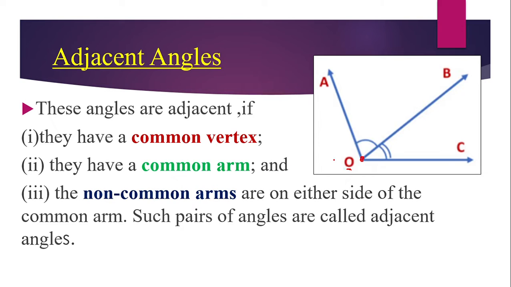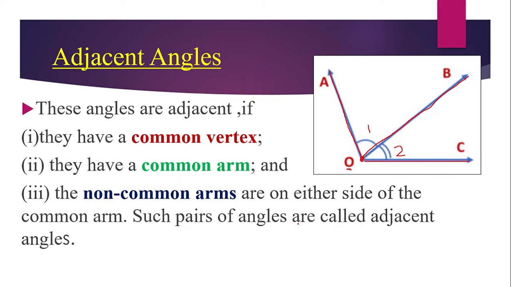They have a common arm. Yes, as this is angle 1 and this is angle 2, we know that this is a common arm which is shared. So I just mark the straight line. So this is a common arm. The uncommon arms are on either side of the common arm. Yes. So this is the uncommon arm for angle 1 and for angle 2 we have this uncommon arm. So if we consider these points, then such pairs of angles we can call adjacent angles.